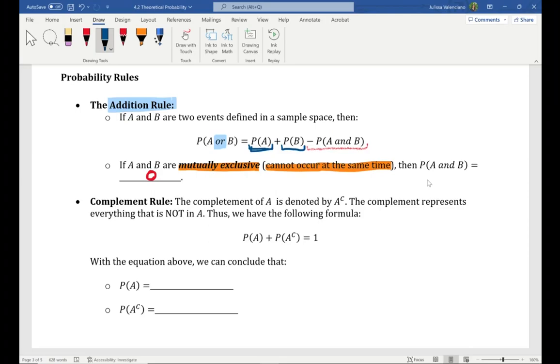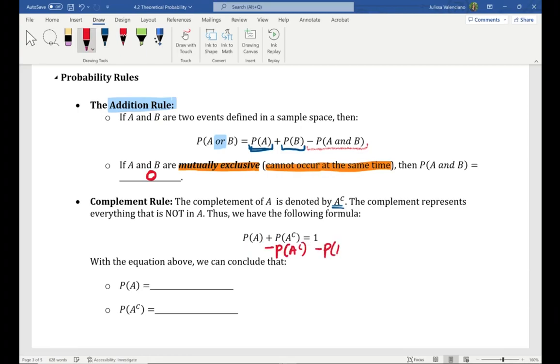Now, let's go ahead and talk about the complement rule. The complement rule is going to involve the complement of A, which is denoted using this symbol here. This means the complement of A. The complement represents everything that is not in A. Thus, we have the formula here below. The probability of A plus the probability of the complement of A is equal to 1.